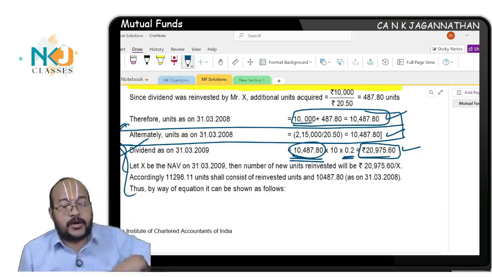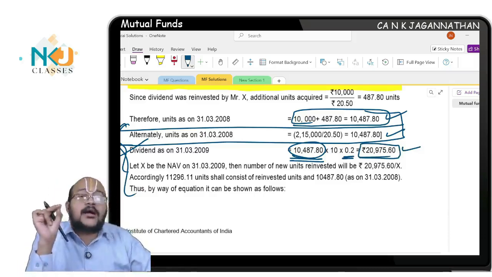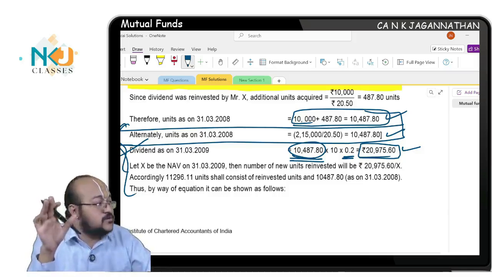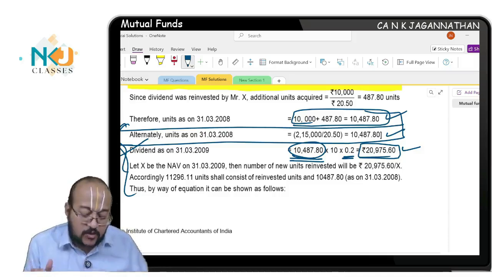Now, you have this dividend. What will you do? Put it in your pocket or reinvest? How do you reinvest? At some closing NAV, no? At the closing NAV, you need to reinvest. But the catch, what is the catch? There is no closing NAV given in the question. How should you work it out?